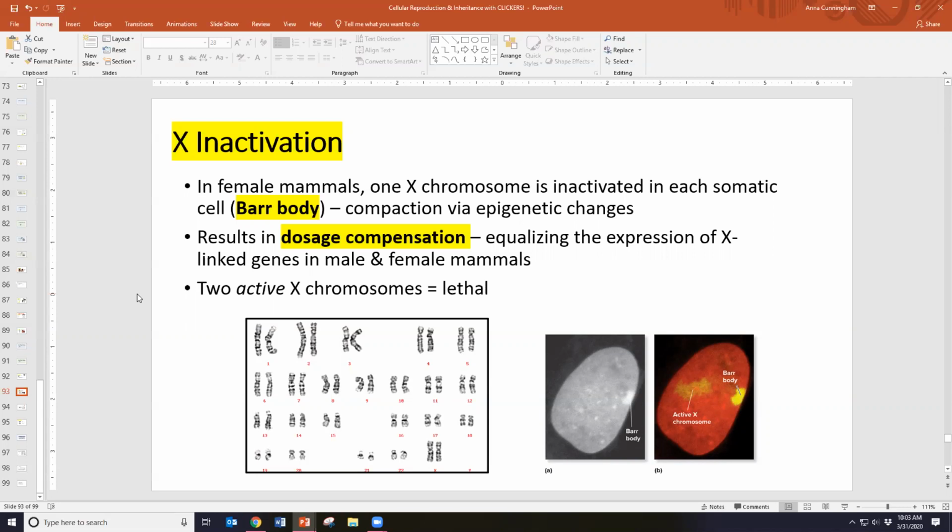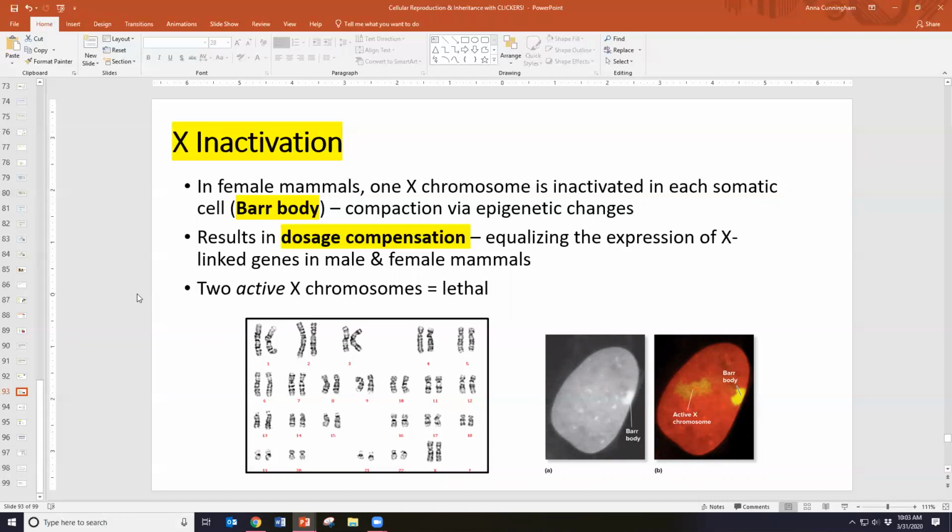We talked about this a while back when we talked about generation of Barr bodies, how females will have those cells, and we'll talk about what happens to them, but they basically condense into unusable information. We'll talk about how that happens.